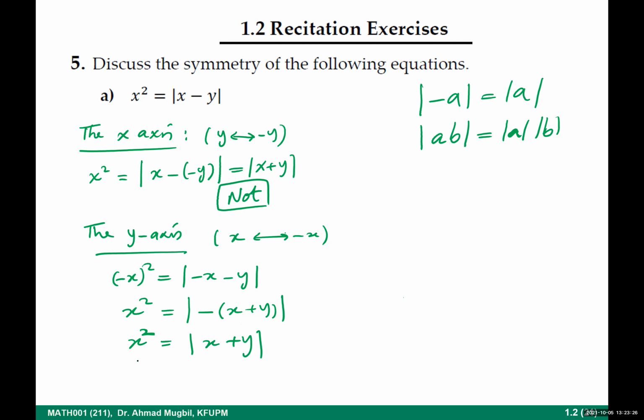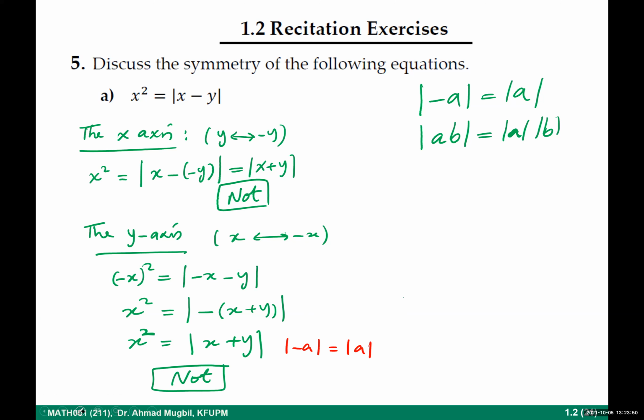So is it the same as the original equation? No. So it is not symmetric with respect to the y-axis. What do we conclude about the origin? Nothing. It might not be. Let me just mention here what we did. We used the fact that the absolute value of negative a is equal to the absolute value of a. And let me write it here because I need the space.